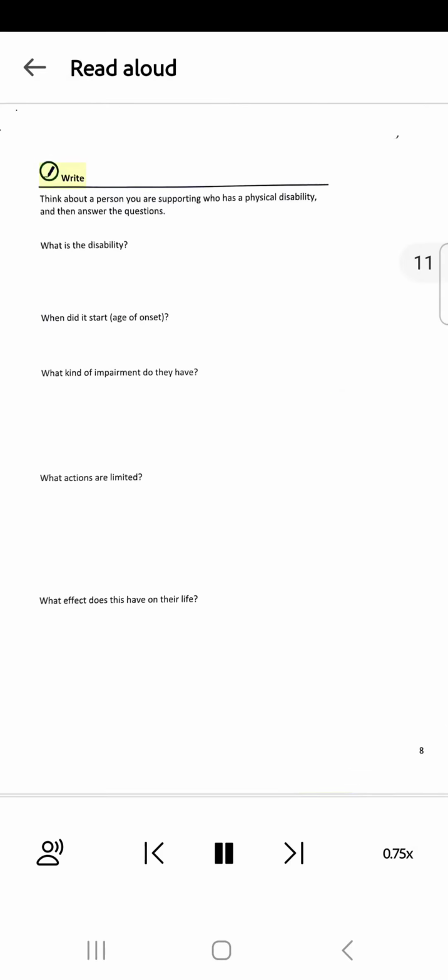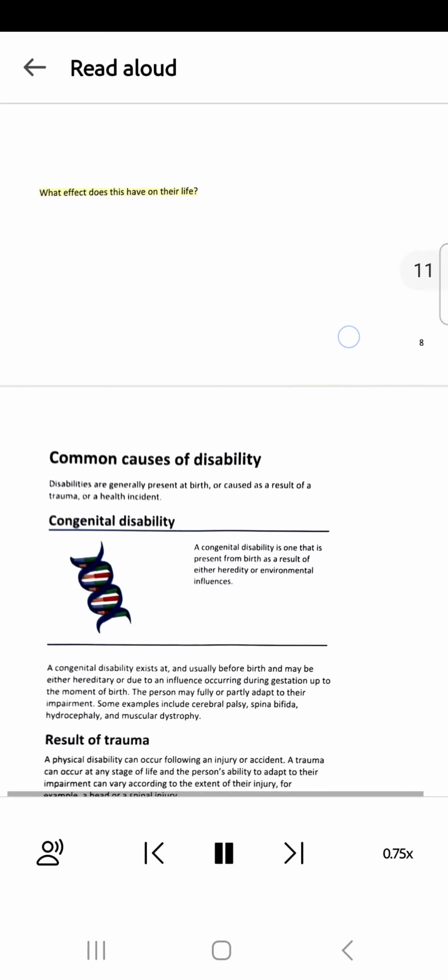Slide 7. Activity 1. Think about a person you are supporting who has a physical disability, and then answer the questions. What is the disability? When did it start? Age of onset. What kind of impairment did they have?